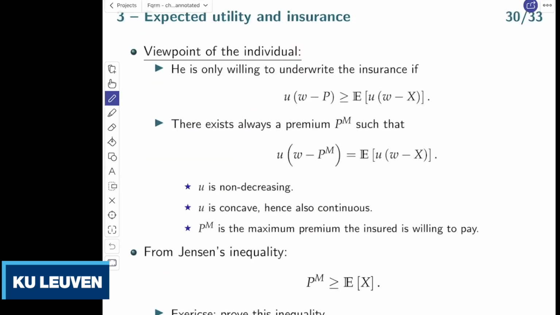Let's have a look at the viewpoint of the individual. So the individual, let me draw it here. This is our individual, and this individual is facing a risk X. That's your risk. It's a loss, meaning that if you suffer the loss X, we have to subtract that from an initial wealth. So the individual has two choices. The individual can decide to not take any insurance.